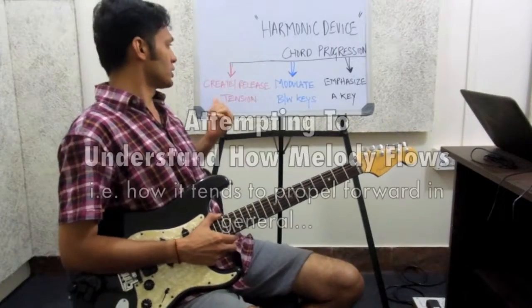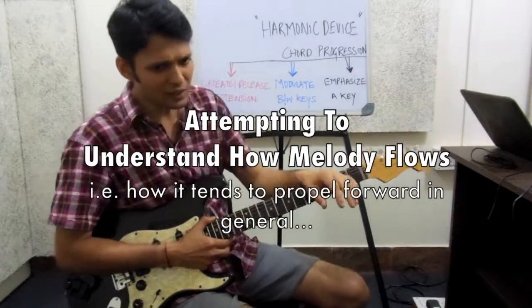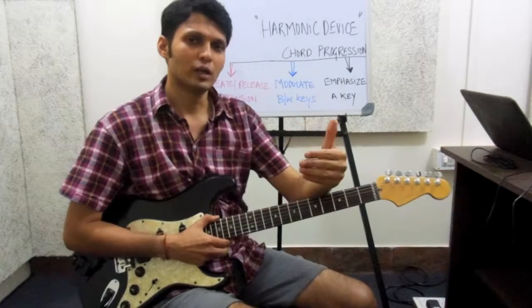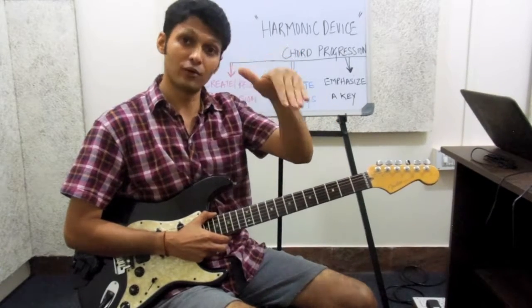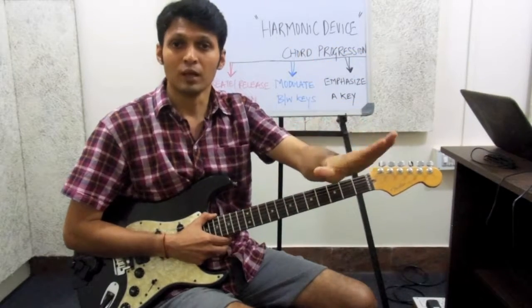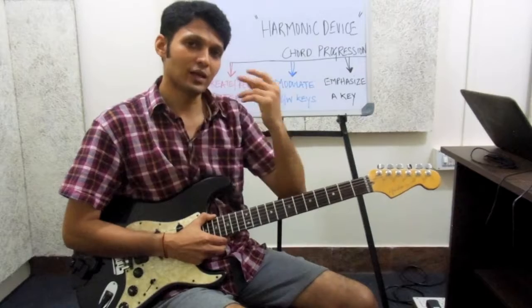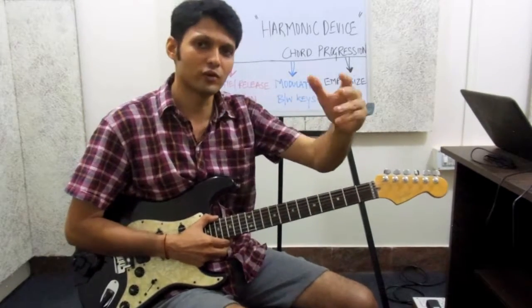Back to the first one, that is using chord progressions to create and release tension. Now, let me step back and talk a bit about how melody flows. Melody flows through the notes by creating successive build-ups and release in tension. Good melodies tend to do that effectively and have that quality of moving forwards all the time.